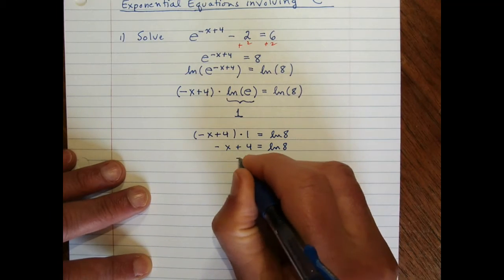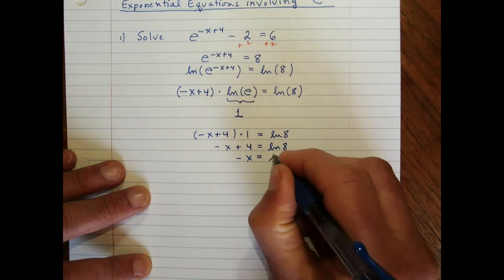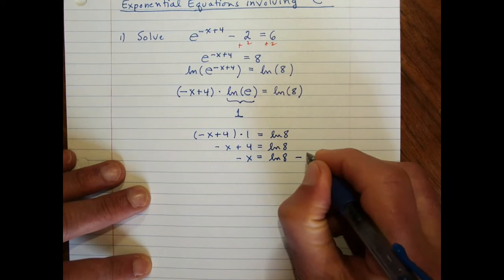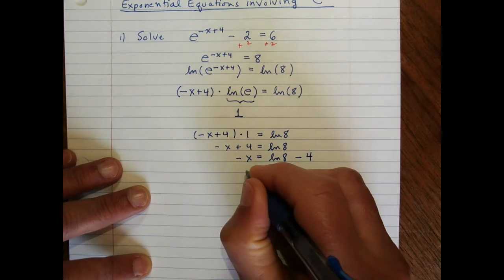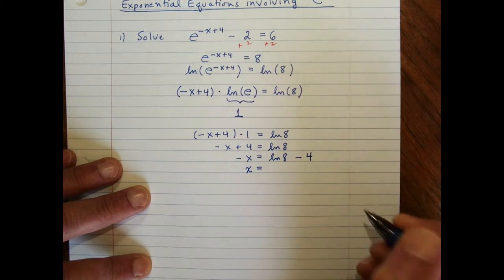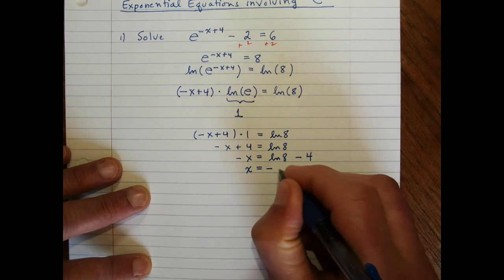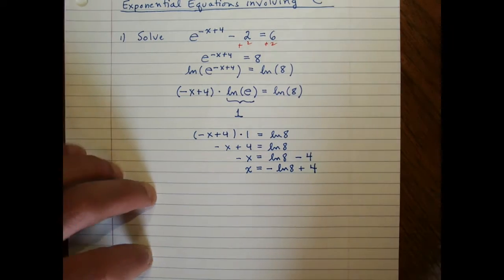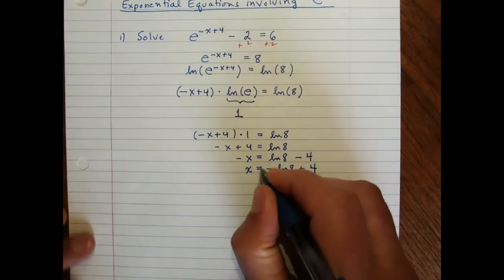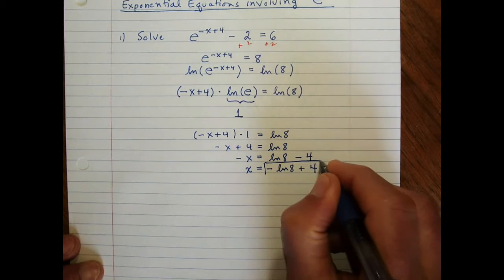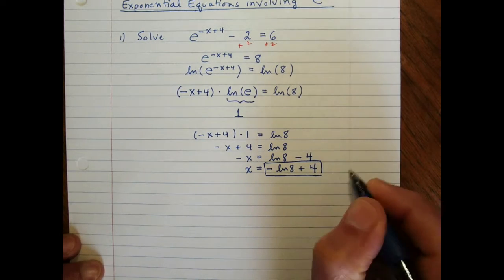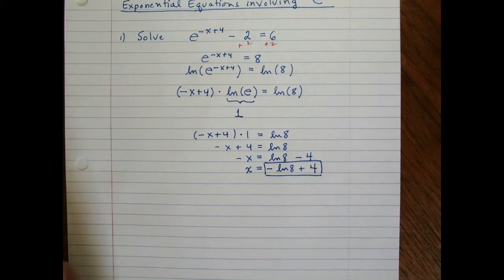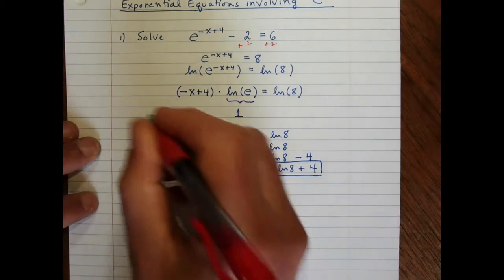And so negative x is equal to ln of 8 minus 4. If I multiply both sides by negative 1, I get x is equal to negative ln of 8 plus 4. And that's my solution.